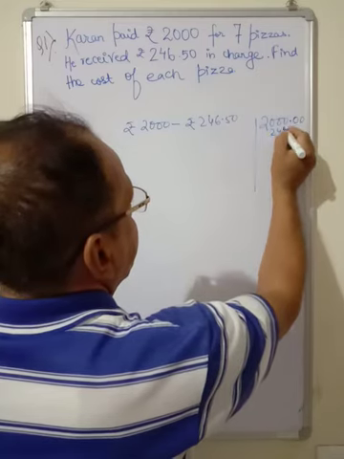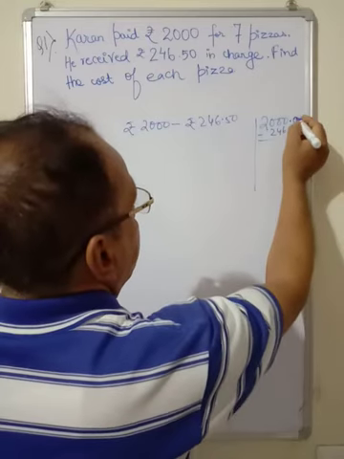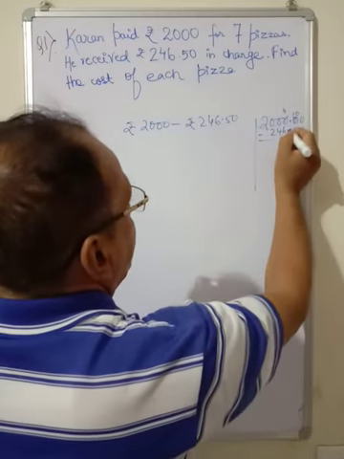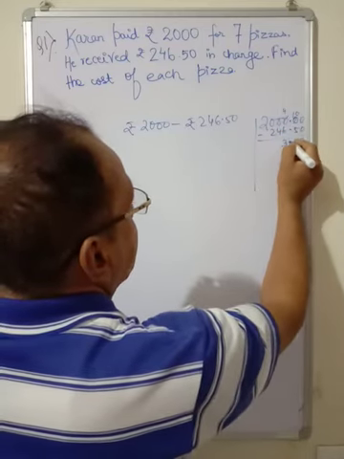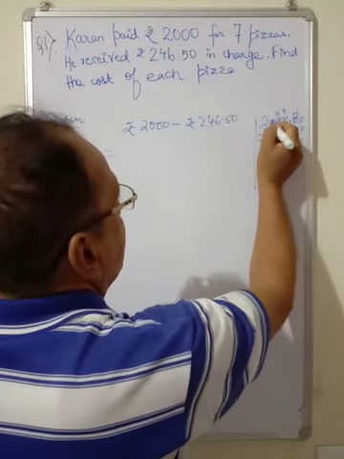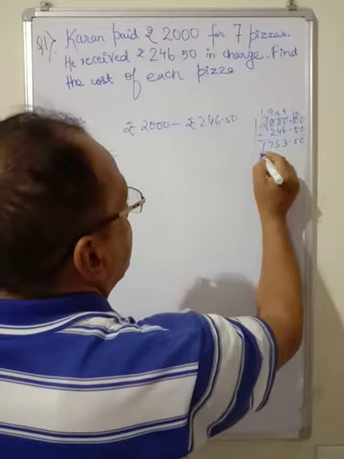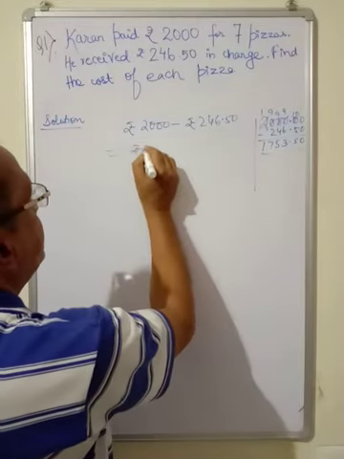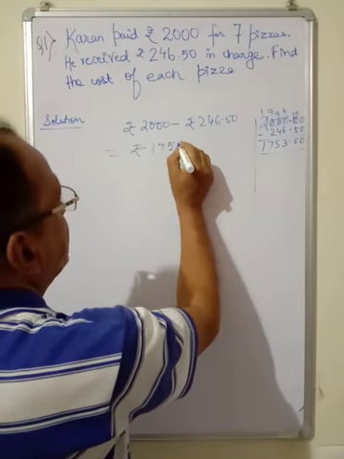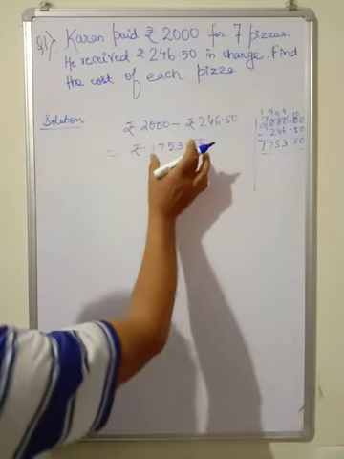Now 246.50. 0, 10, 10 minus 5, 5. 9, 9 minus 6, 3. Decimal will be here. Again 9, 9 minus 4, 5. Again 9, 9 minus 2, 7. 1, 1. So rupees 1753. This is the cost of 7 pizzas.